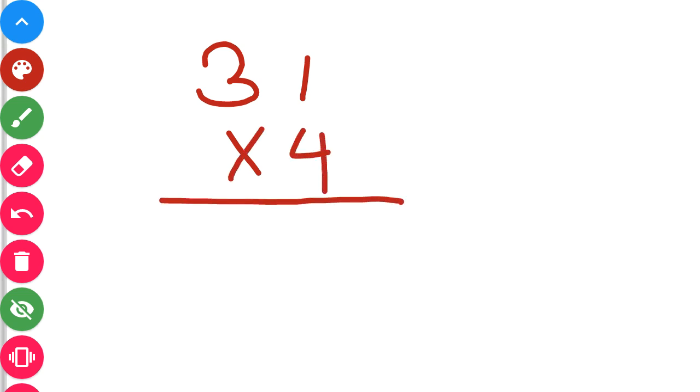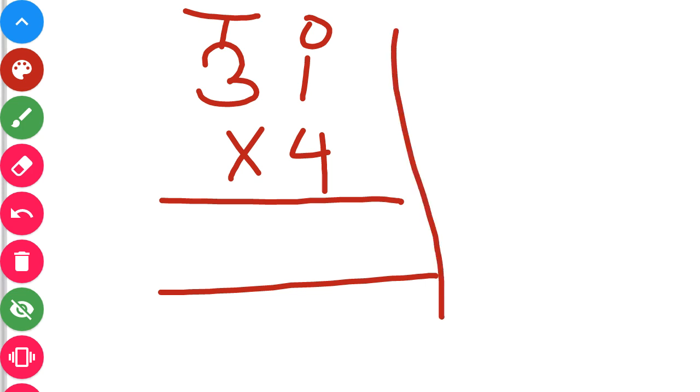Let us take one more example. 31 into 4. Okay. सबसे पहले ones and tens. Okay. Now कहाँ से शुरू करेंगे? We will start from ones place. 4 into 1 से हम शुरू करेंगे.